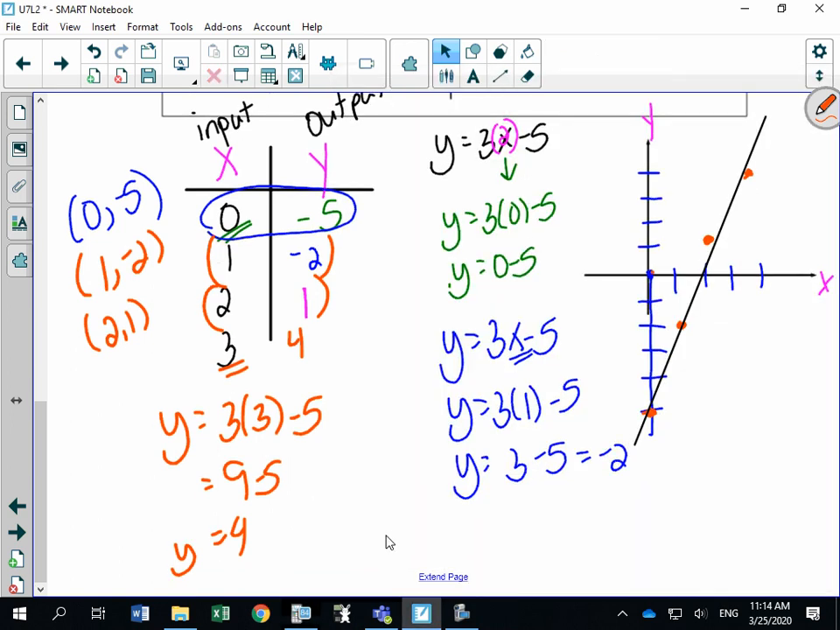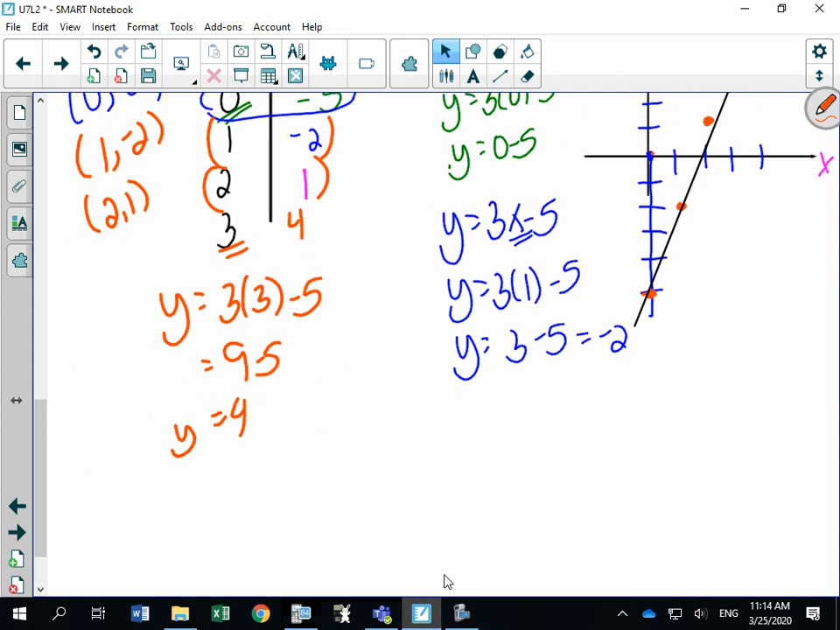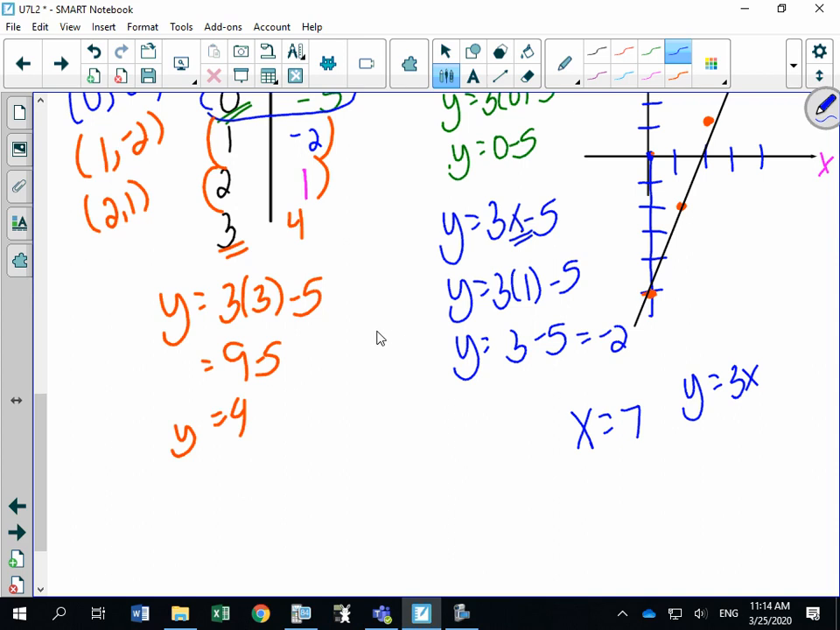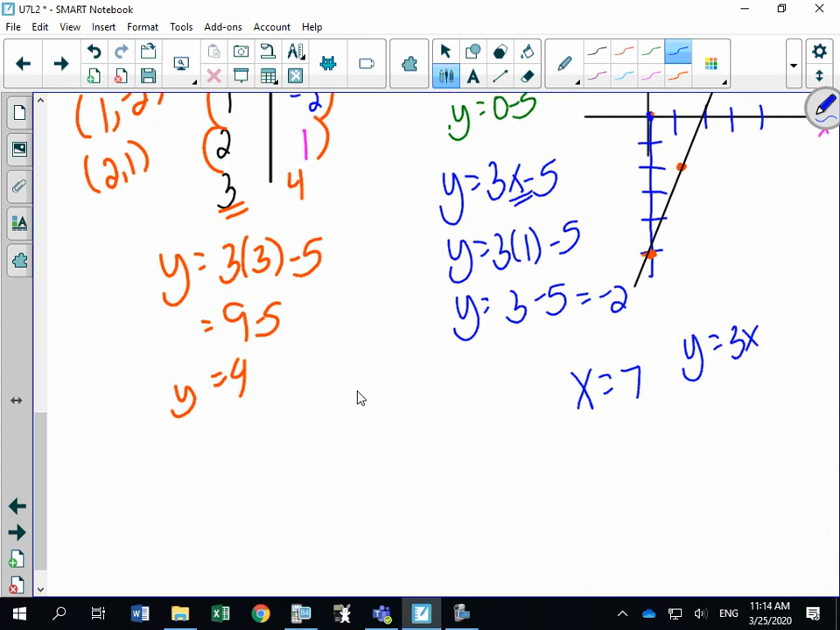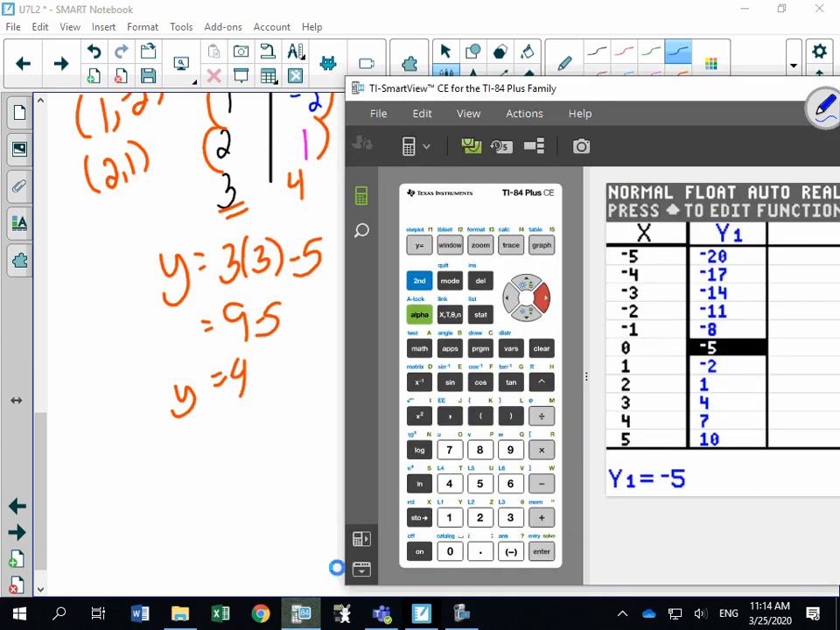I could say to you, well, what is y when x is 7? So when x is equal to 7, you could plug it into the equation. Y is equal to 3x minus 5. So let's see what we would get. Y is equal to 3 times 7 minus 5. Y is equal to 21 minus 5. Y is equal to 16. So I could do it that way. Or how else can I do it? I could look at my table of values, and when x is 7, y is 16.